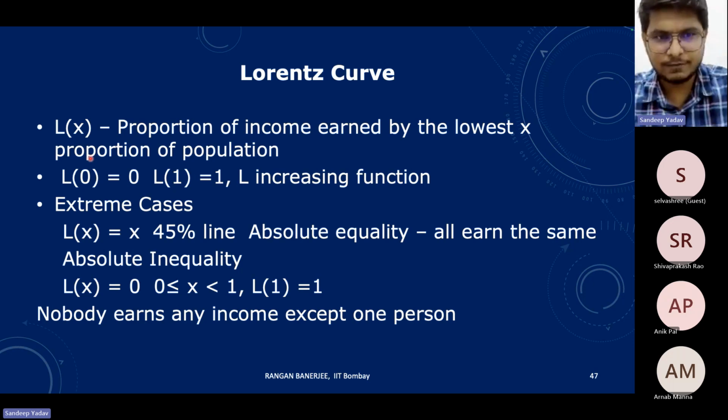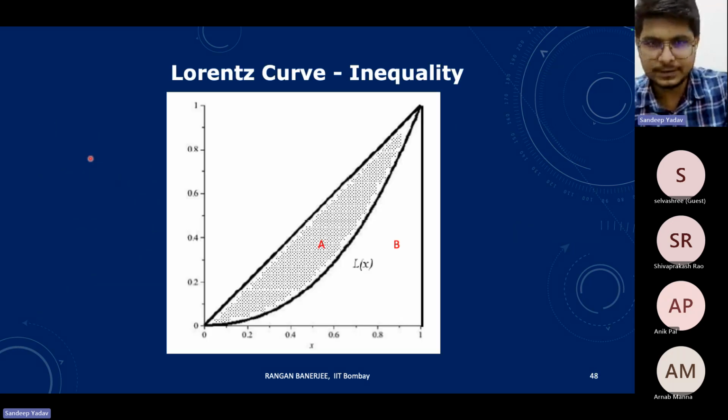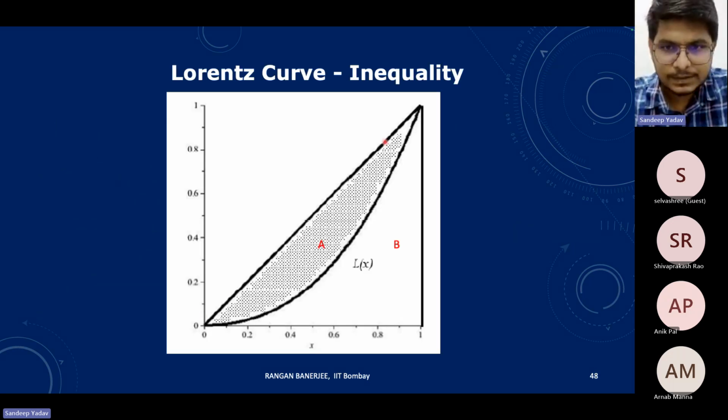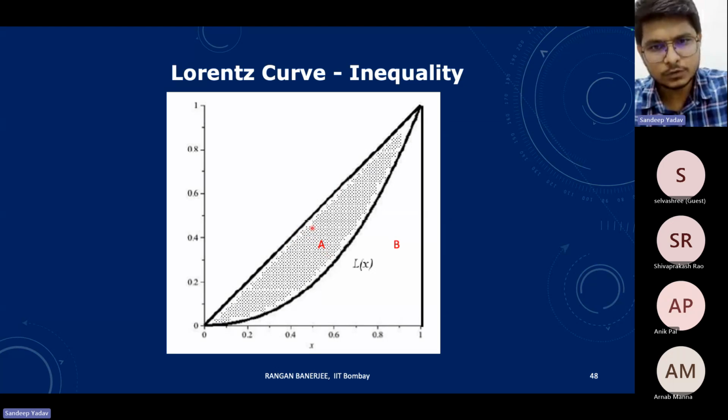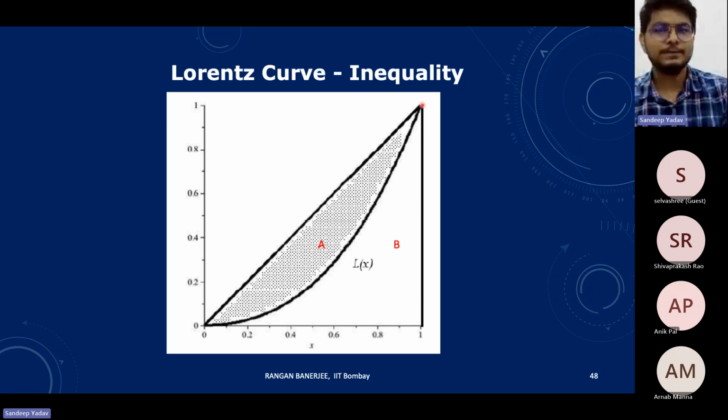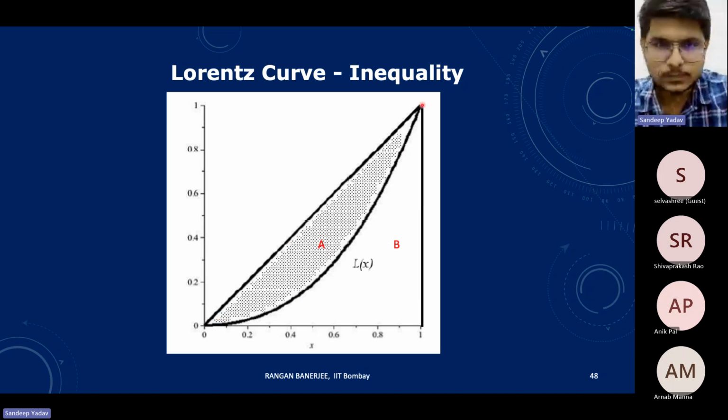There is one line that is a straight line. This line is called the line of equality. Whenever the curve is below it, that is called energy inequality. If you see, this graph is majorly on the downside of the line of equality. The whole function varies between 0 and 1.